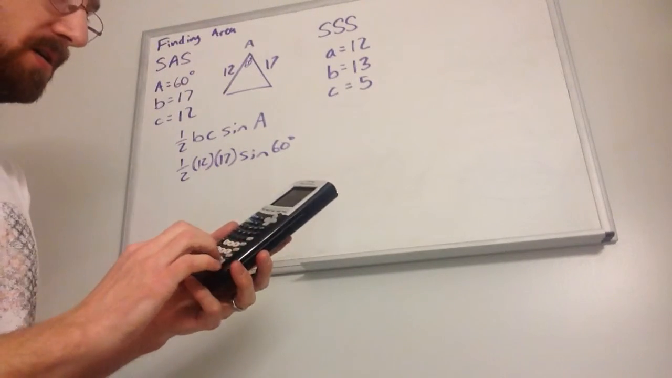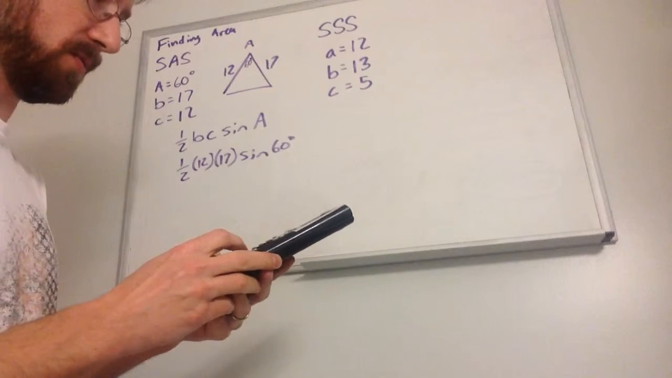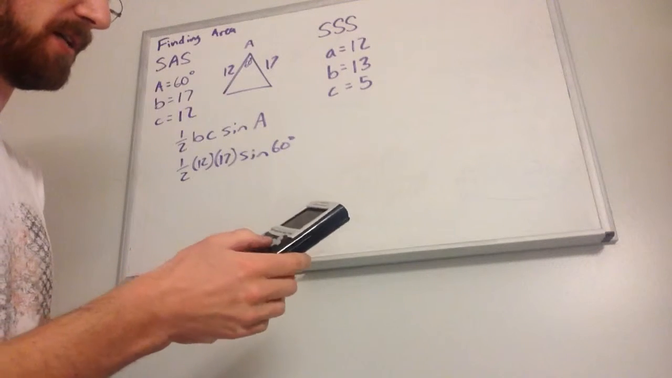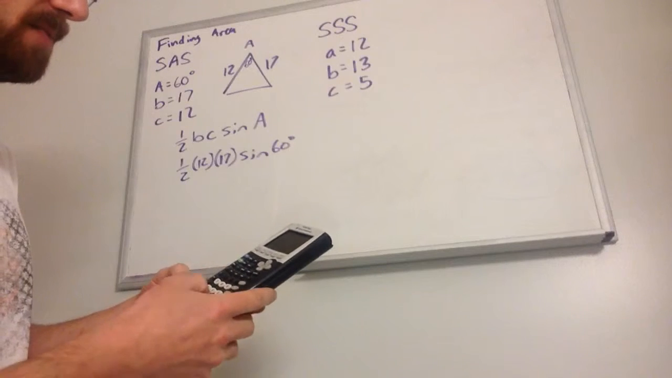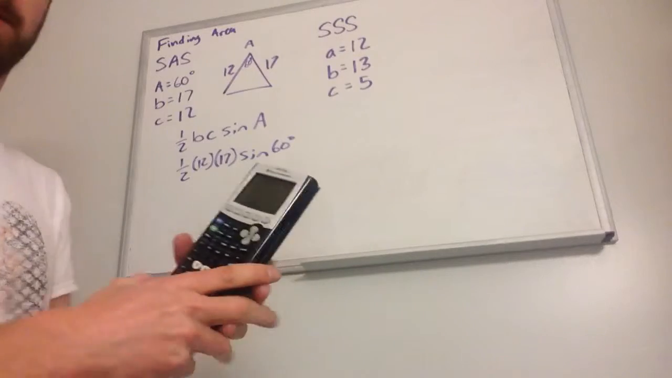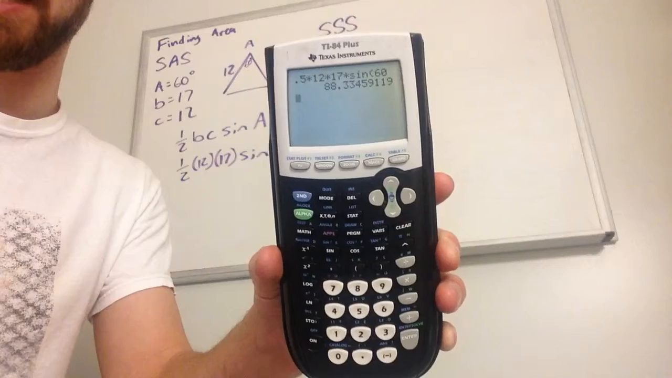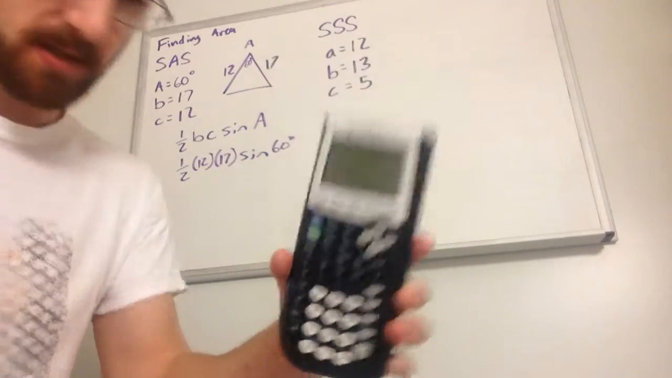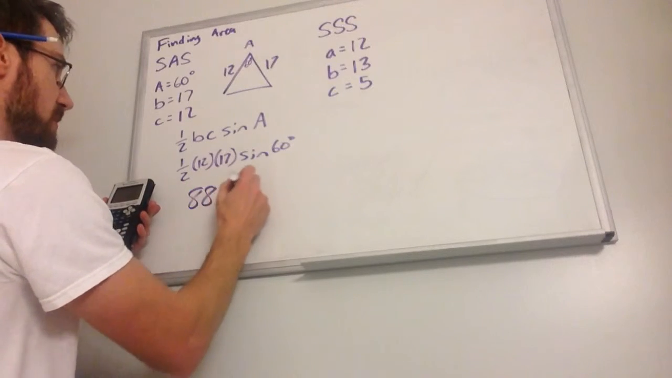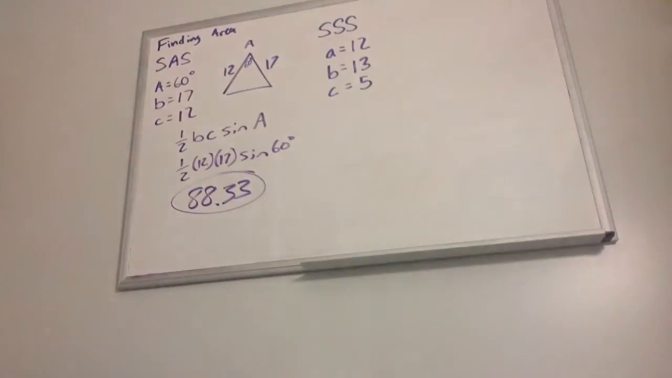So that's going to be 1/2 or 0.5 times 12 times 17 times sine of 60. Probably check that you're in degree mode. See, mine was in radian mode, so that would have been a disaster. Now that I'm back in degree mode, hit enter, and this is what it looks like in mine: 0.5 times the sides times sine of 60, and there's your answer. So that would be 88.33. I didn't put labels on that one, so if it's inches, square inches, whatever.